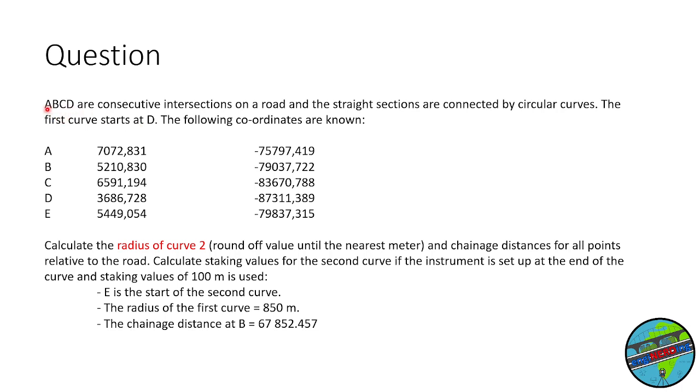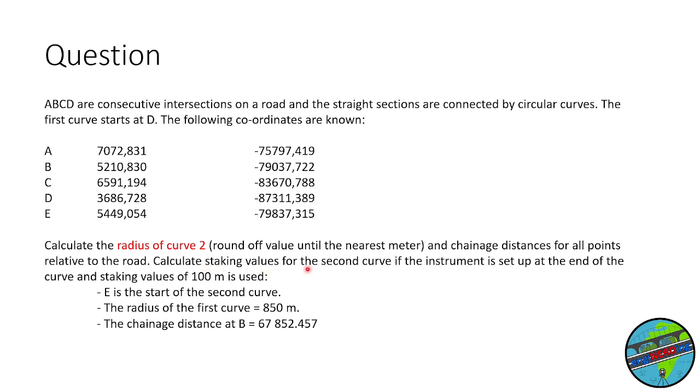Now this is very important because you would just assume A, B, C, D is the sequence. But since we start at D, the sequence will start at D and continue along the road. Once we plot the points on the sketch, I'll show you how we would consider this. Then we are given sets of coordinates for these different values, including coordinates for E, which I'll explain briefly. So we first have to calculate the radius of curve 2, rounded off to the nearest meter, and the change distances for all points relative to the road. I'll also show you that in the sketch.